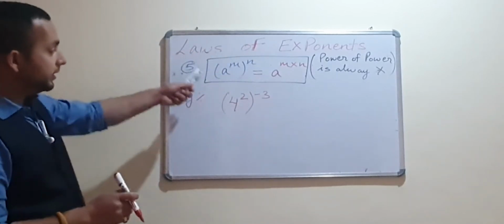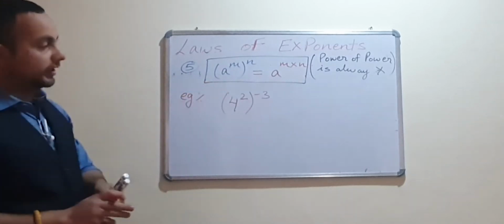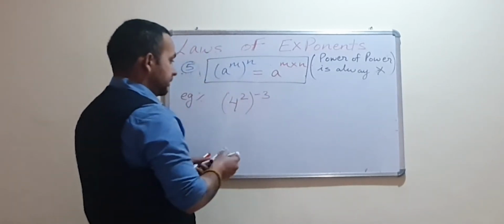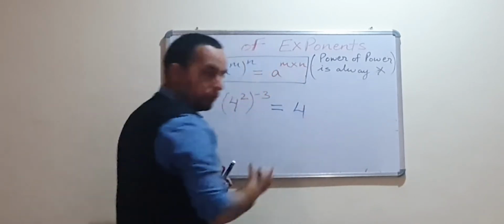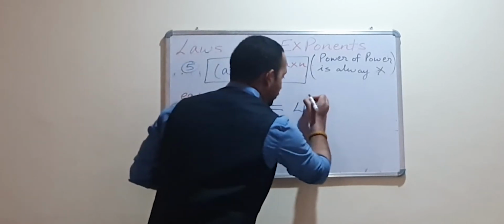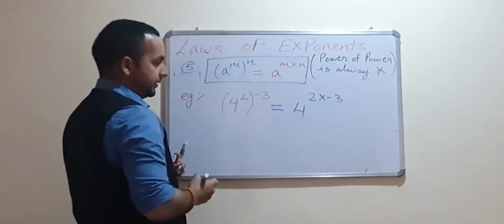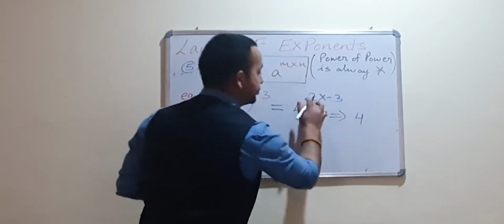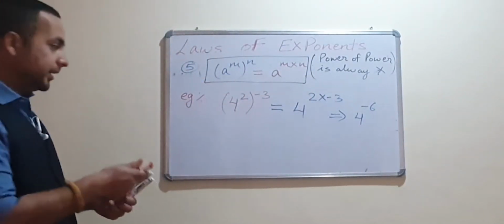Now this is an example of the fifth law. So power of power, we can write it as 4, and 2 multiplied by minus 3. And then it will become 4 as it is, and 2 3s are minus 6. So 4 raised to the power minus 6.